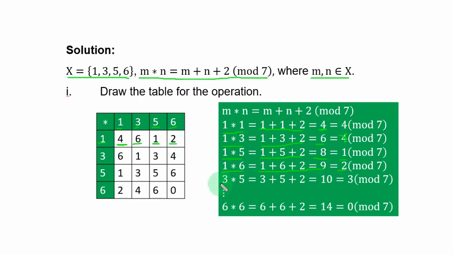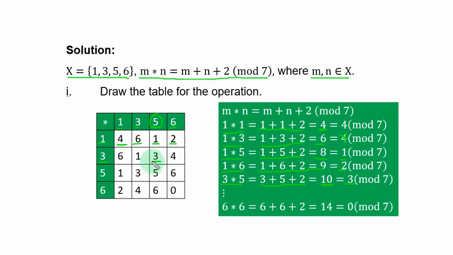Now I'm considering 3 asterisk 5. That is the 3 you have here, and this 5. So 3 asterisk 5 means M is equal to 3 and N is equal to 5. So you have 3 plus 5 plus 2 equal to 10. If you divide 10 by 7, the modulus, you are left with 3 as the remainder. That is the 3 you have here.